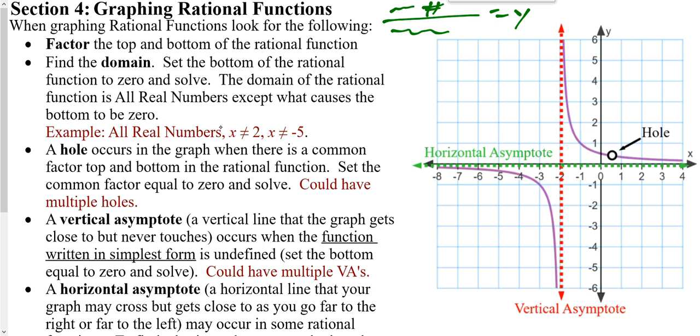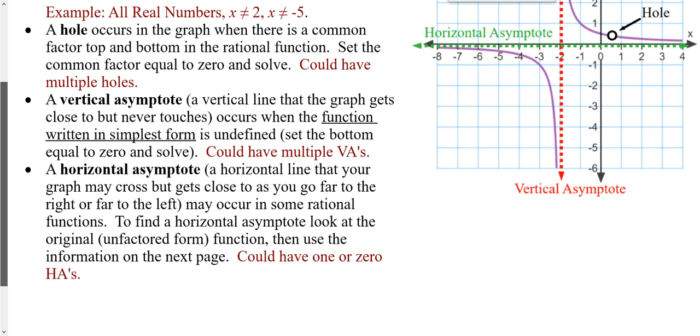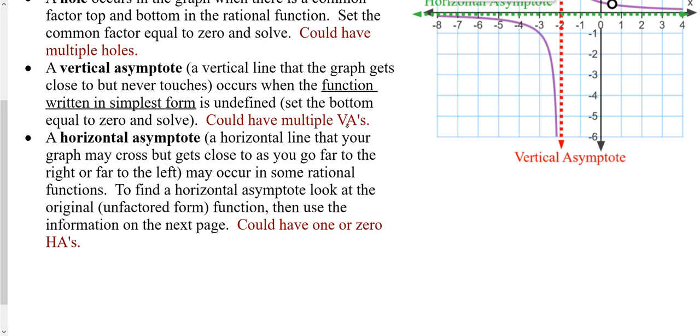A hole occurs when we have a common factor on the top and the bottom. You could have more than one hole, but if you have a common factor top and bottom, you have a hole. Now, vertical asymptotes occur when you still have variables in the bottom after you've crossed out that common factor top and bottom. And it's whatever sets that variable factor in the bottom equal to 0. And you could have more than one vertical asymptote.